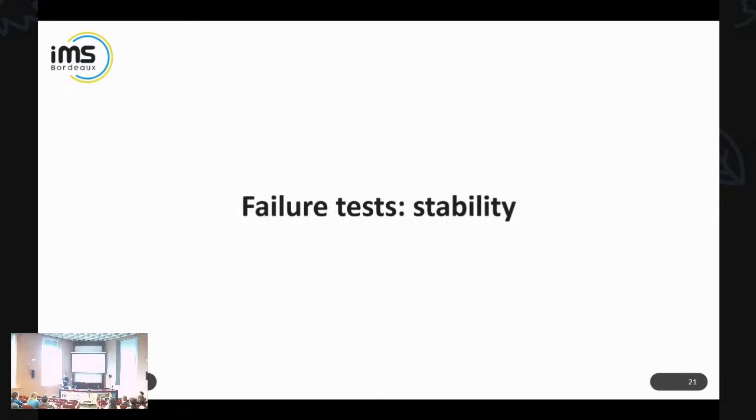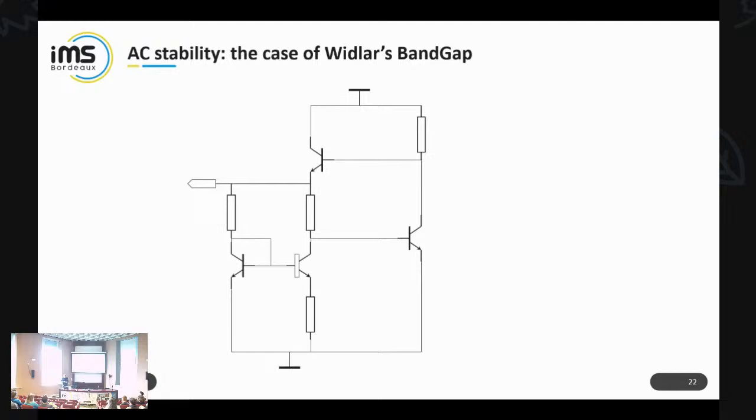Let's talk about the failure test and focus on stability. And here we are talking about the classical Widlar band gap bipolar circuits. Most of the time you are not really aware that this circuit is providing a voltage, so it is not supposed to see any signal. But still, there is a feedback, as we can see here. There is a feedback which is in this area.